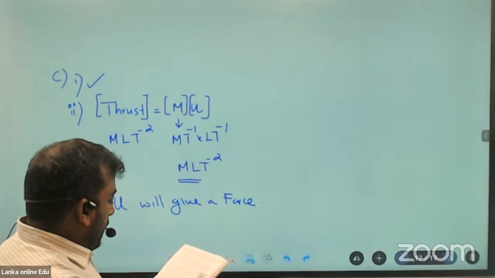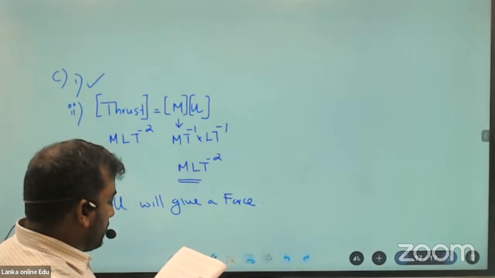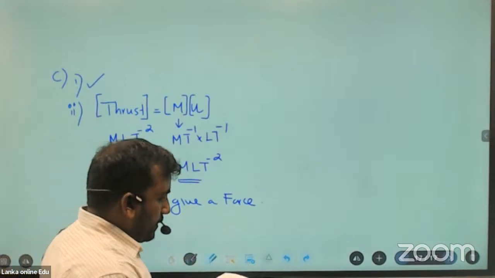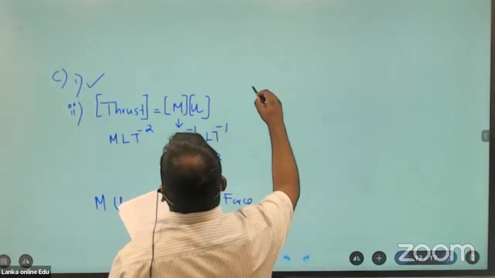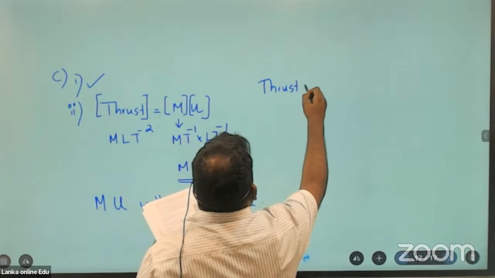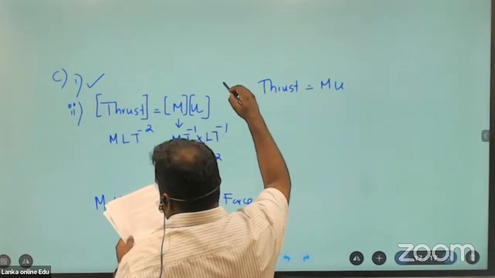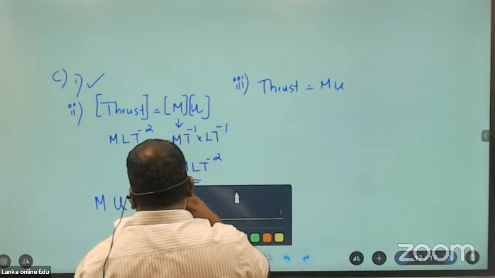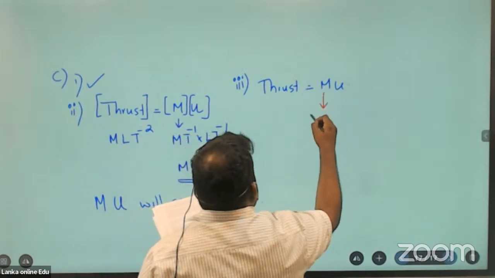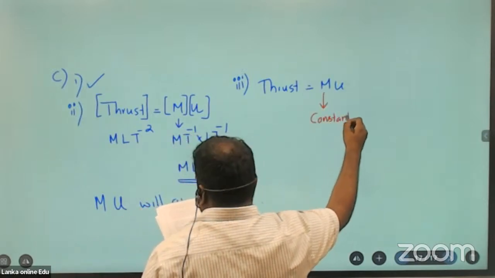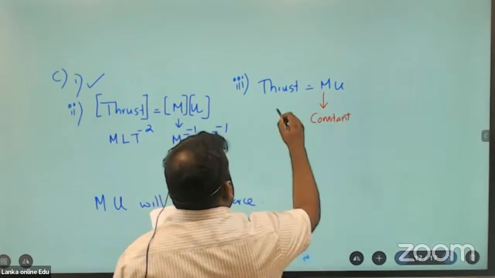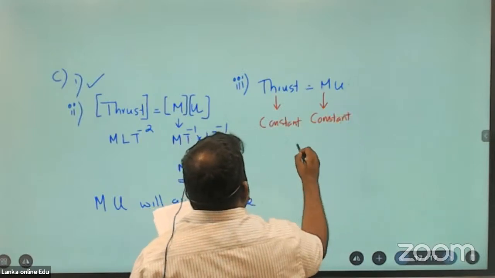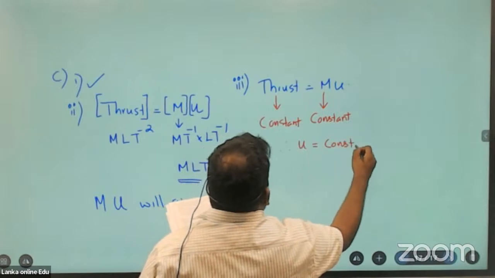Roman 3. If the rate of combustion is constant, the thrust force on the rocket is constant. Explain the variation of the exit velocity of the exhaust gas with time. What are they saying? Thrust is equal to mu in Roman 3. They are telling you this is constant, that is constant. Thrust force is constant. What can you say? Therefore, u is also constant. Exit velocity is also constant.